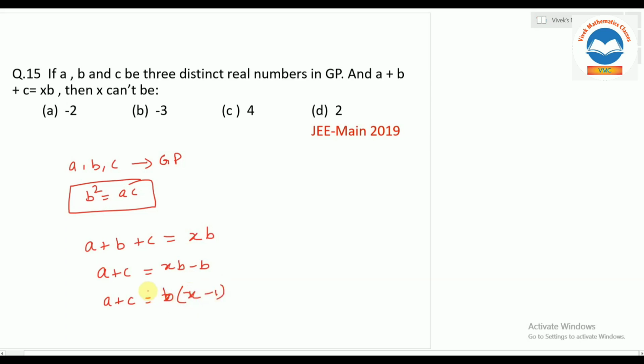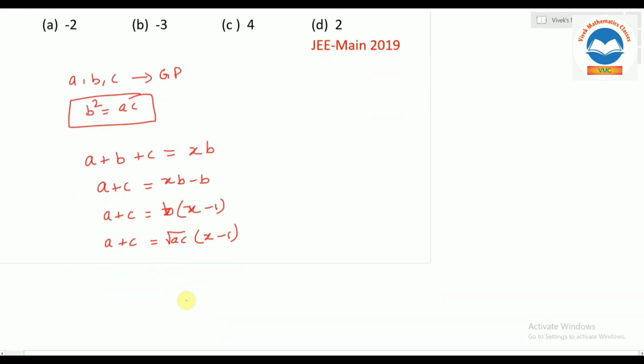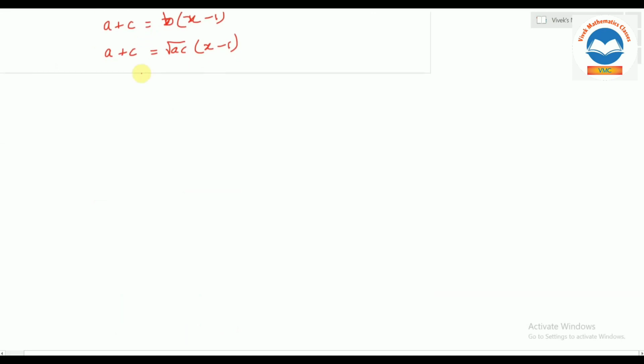Now we know that b square value is ac. So in place of b, what can we write? Root of ac. So we will get a plus c will be equal to root of ac into x minus 1. Next, bring this root ac to the other side. We will get a plus c divided by root of ac will be equal to x minus 1. If you separate this, you will get root of a by c plus root of c by a.